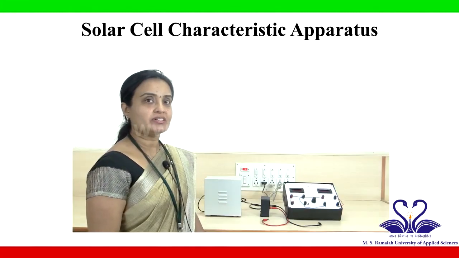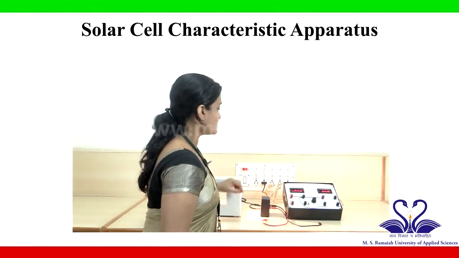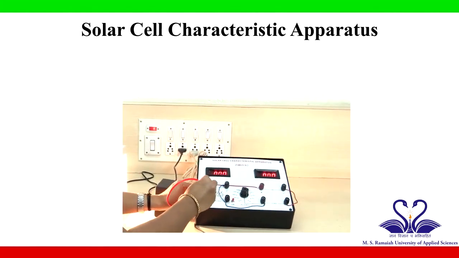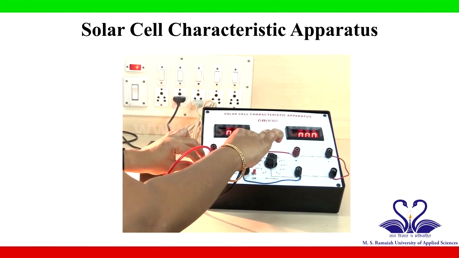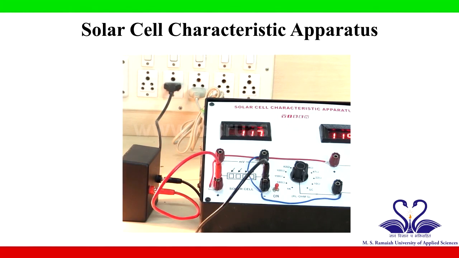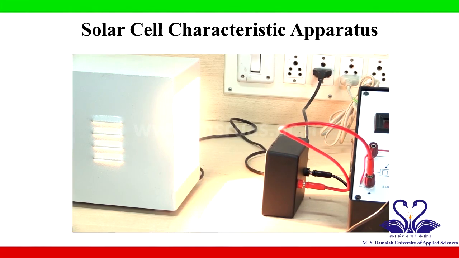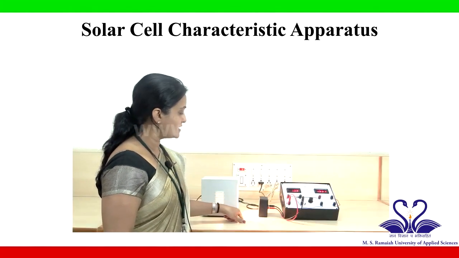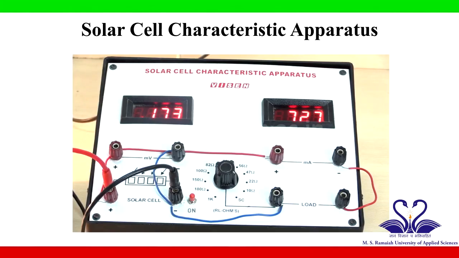Let us start the experiment. First, switch on the light source and the solar cell characteristic apparatus. Connect the solar cell with its P side connected to positive terminal and N side to the negative terminal. Keep the solar cell at a fixed distance from the light source. Care should be taken to see that the distance of the solar cell from the light source is kept constant throughout the experiment.